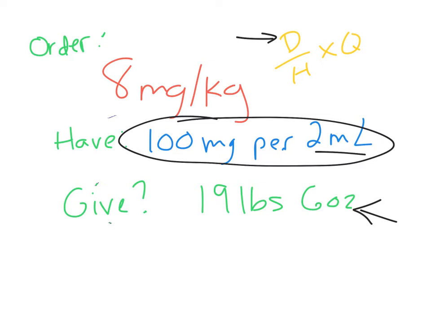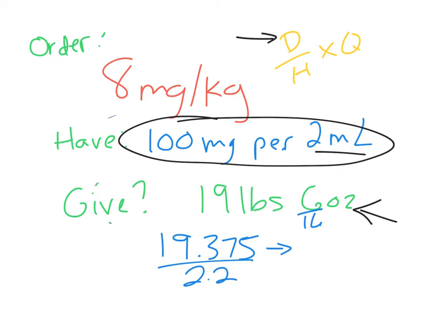Don't forget, we know that for sure they are 19 point something pounds. We take the 6 ounces and look at it as 6 out of 16. So we take 6 divided by 16, and that gives us 0.375. So 19.375 pounds is what they weigh right now. To turn it into kilograms, don't forget we have to divide that by 2.2. 19.375 divided by 2.2 gives us 8.8. So they weigh 8.8 kilograms.